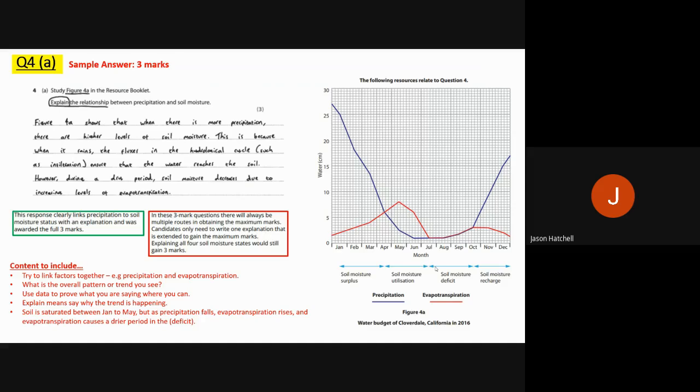And finally, you can say things like soil is moisturized or is saturated between January and May. And we know that because there's been a high amount of rainfall and evapotranspiration is high. But as precipitation falls, evapotranspiration rises, and evapotranspiration causes a drier period in the deficit. Okay, so here. Now, please use that sample answer to guide you in answering it yourself.